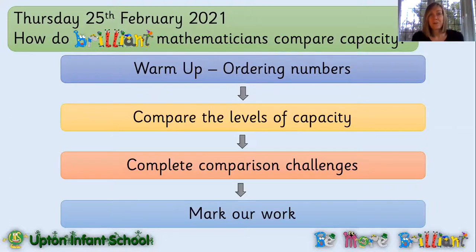So let's share my screen and I can show you exactly what our plan is. Because today is Thursday, the 25th of February 2021, and we are going to see how do brilliant mathematicians compare capacity. And you can remember that capacity is when we are trying to measure how full or empty something is. So we're going to start by warming up our brains and we're going to go back to our coconut game today and see if you can help me order some numbers using our 10 times table, so counting in tens.